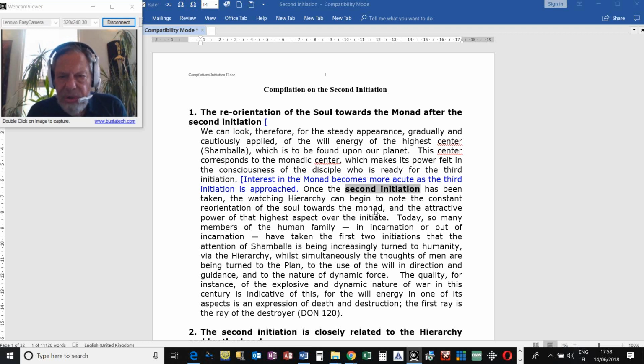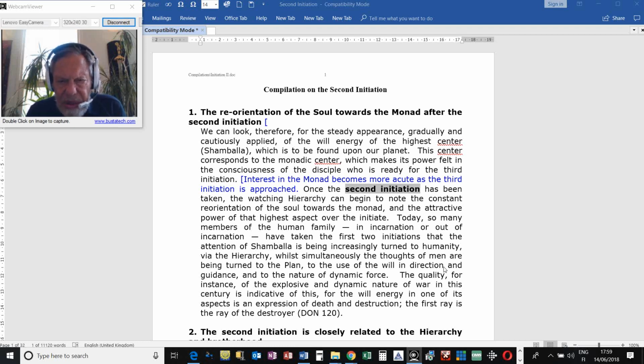There are 7 great circles or centers upon the monadic plane, and within these ray centers, filled with monads that are human and Devic, the plan is known in a much higher degree than even the soul, or that part of the human being which is on the higher mental plane, knows it. So the thoughts of men are being turned towards the plan, to the use of the will in direction. Now that's an important idea, because the will is a directing factor and makes sure we do not go astray into all kinds of errant paths and guidance, and to the nature of dynamic force, force which is powerful, can overcome, can impel, can compel, and which moves things along.